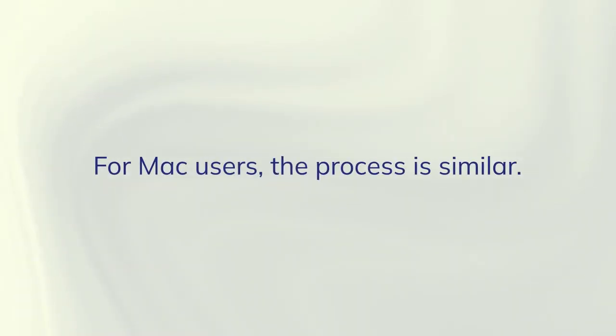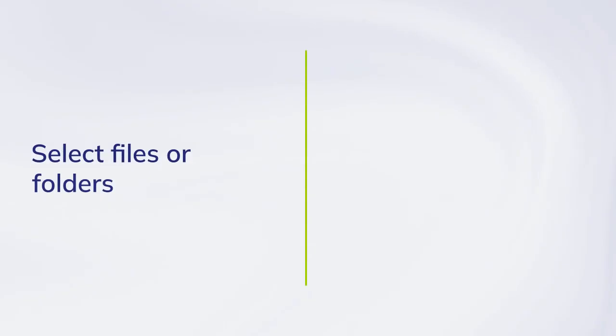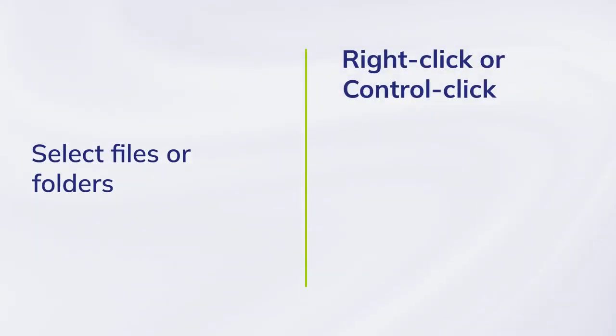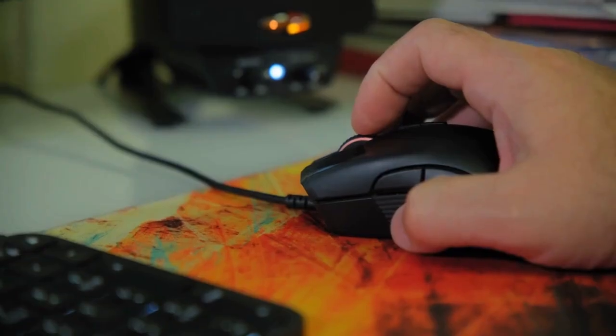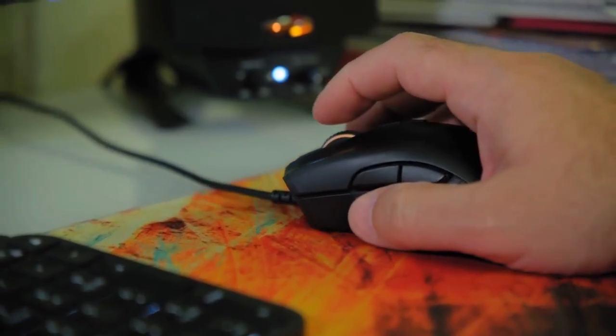For Mac users, the process is similar. Select the files or folders you wish to zip. Right-click or Control-click on your selection. From the context menu, choose Compress Items. A new archive file will appear in the same directory.